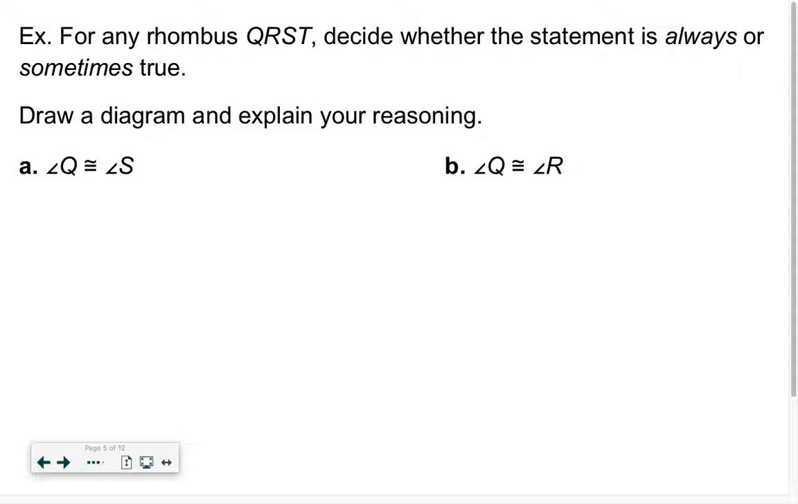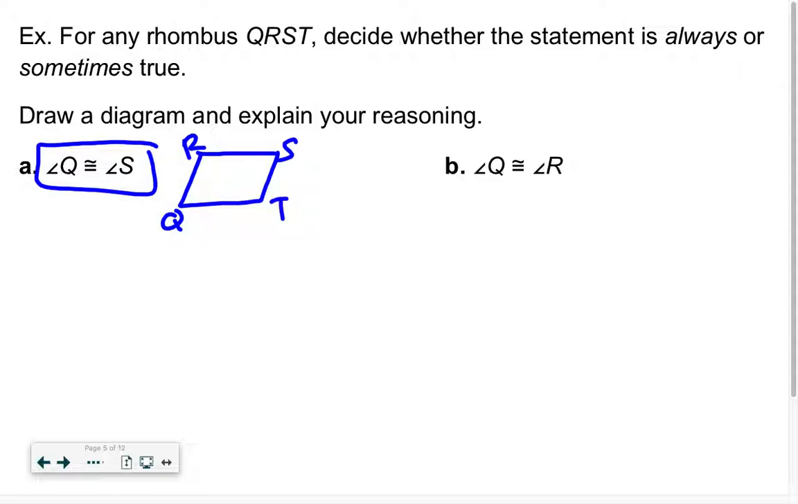So in this first problem, it says, in a rhombus QRST, decide whether this statement right here is always or sometimes true. Draw a little picture. So I'm just going to draw a little rhombus here. I want to make sure it doesn't look like a square because no one told me it was a square. And a rhombus is a parallelogram where all 4 sides are equal. And then anything that's true about the parallelogram is true about the rhombus.